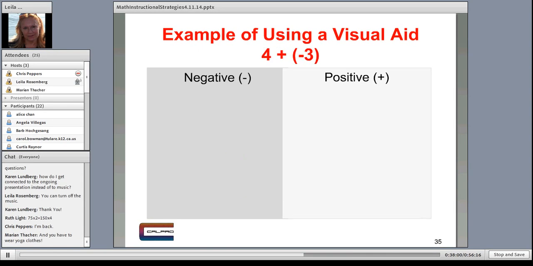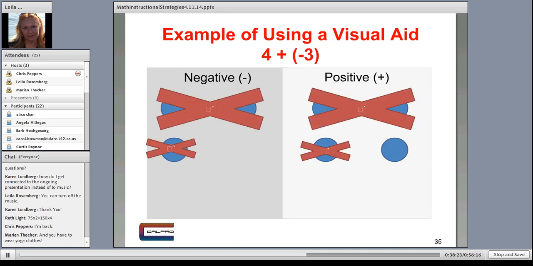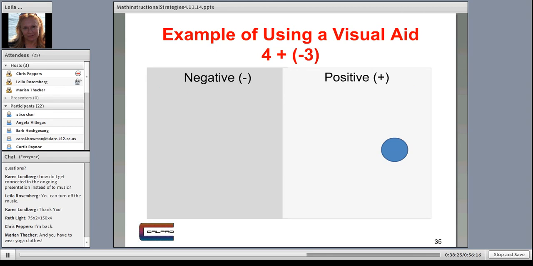Let's try another one. If I have +4 plus -3, so I have +4, so I'm putting 4 circles on the positive side, and I have -3, so I'm putting 3 circles on the negative side. Again, I can cancel 3 in the negative with 3 in the positive, so let's do that, and I will end up with the answer, which is +1.